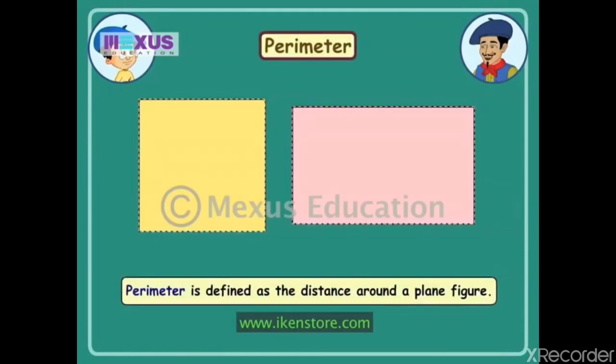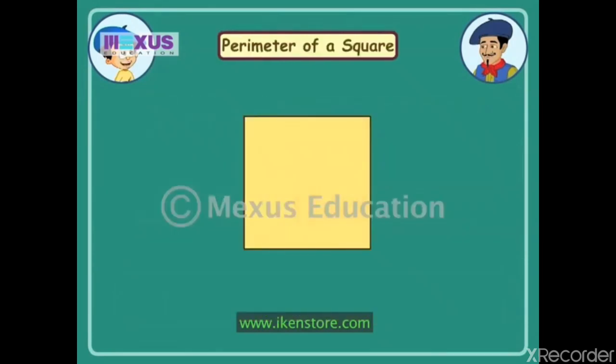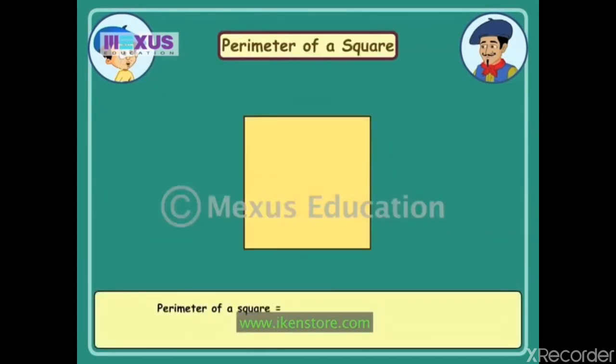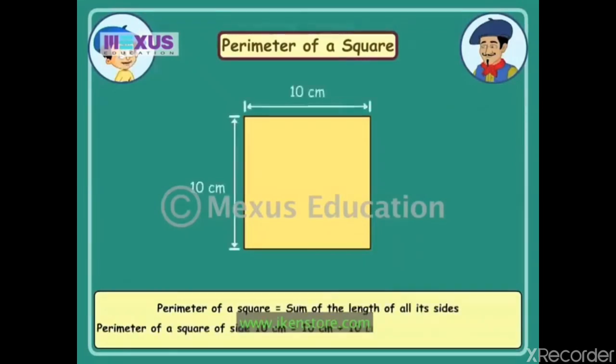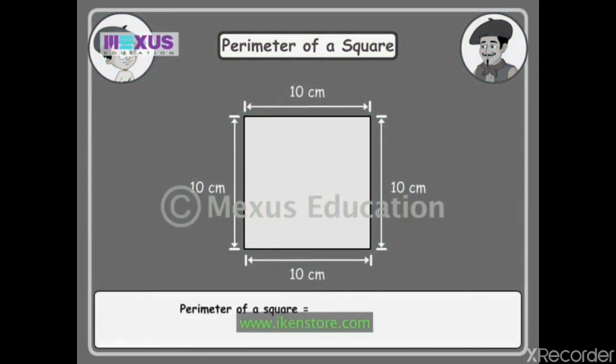Perimeter is the distance around a plane figure. It tells us about the total length of the sides of any shape. Oh, I see. We need to add the lengths of all the sides to get the perimeter. Here it will be 10 plus 10 plus 10 plus 10 giving 40. That's right. But there's a quicker way of finding the perimeter of a square as well. Since all the sides are equal, instead of adding all the sides, we can multiply the length of one side by 4. You are right.